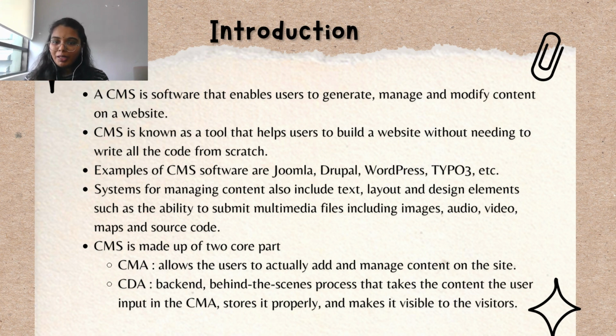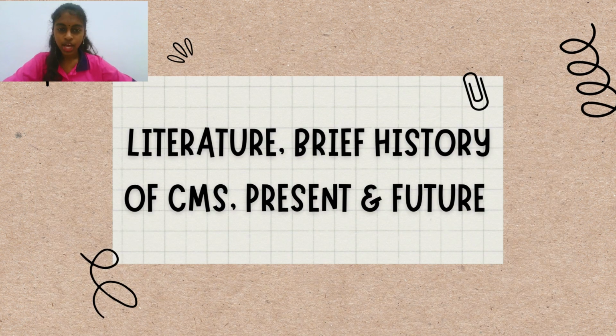CMS is made up of two main core parts, which are CMA and CDA. CMA allows the users to add and manage content on the site, whereas CDA is the backend behind-the-scenes process that takes the content the users input in the CMA, stores it properly, and makes it visible to the visitors. Now, I would like to explain the literature of CMS, a brief history of CMS, and the present and future of CMS.